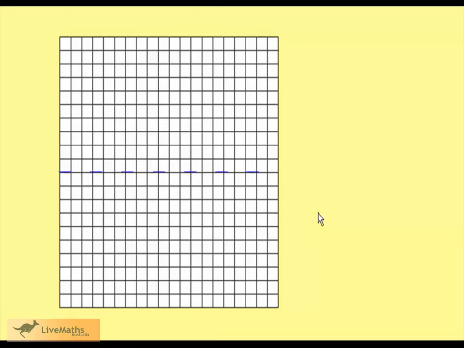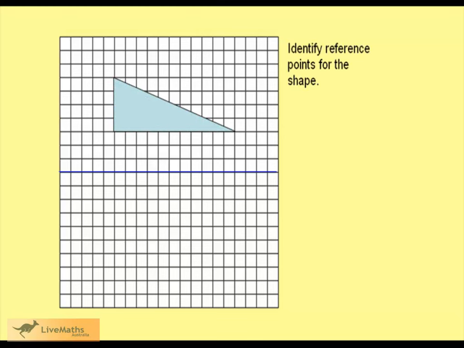So now let's consider this horizontal line and this triangle. We need to identify the reference points for the shape. These are usually the vertices. We reflect each of these in the mirror line as follows.